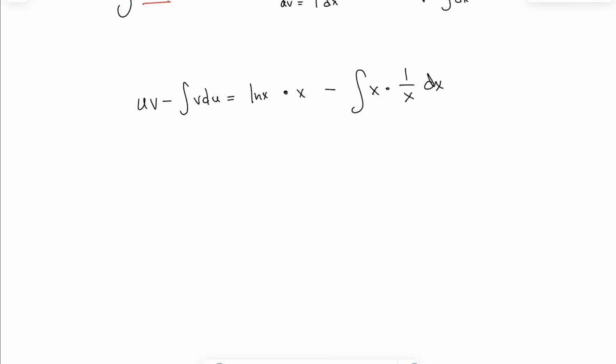Excellent. Now what? I have ln x times x. That is what it is. Don't make ln x squared there. If you like, you can write x ln x. That's the same thing. You can't simplify that at all.